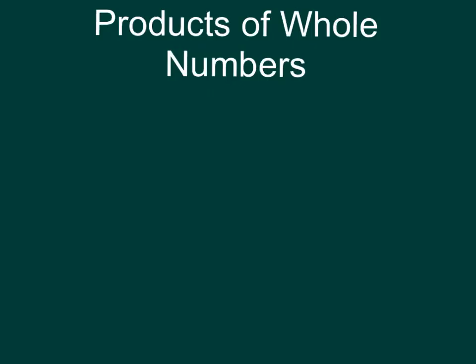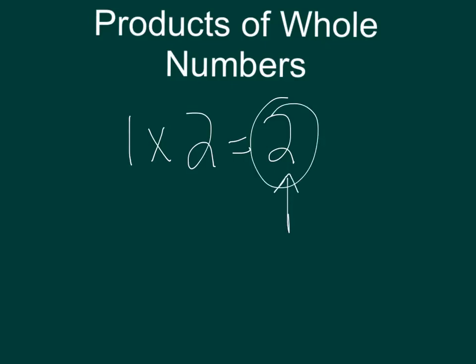Today we're going to talk about the products of whole numbers. This process includes multiplication and grouping together numbers to easily find the product. A product is the answer you get when you multiply two numbers together. For example, 1 times 2 equals 2, with 2 as the product.